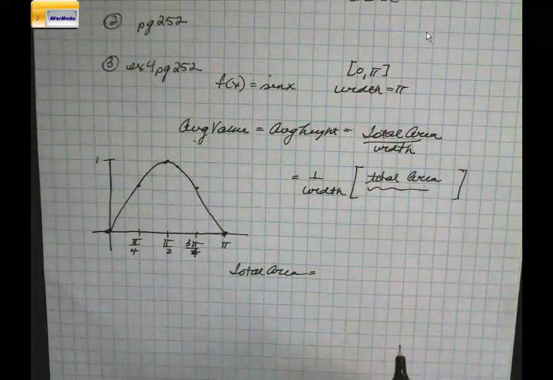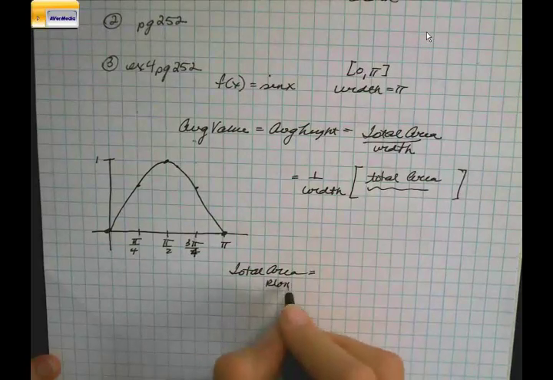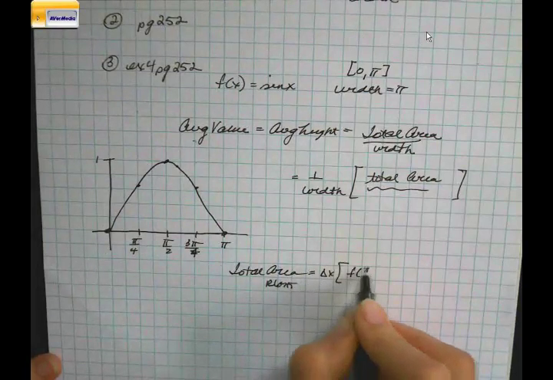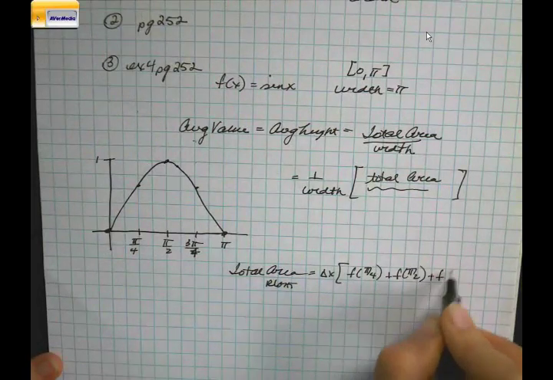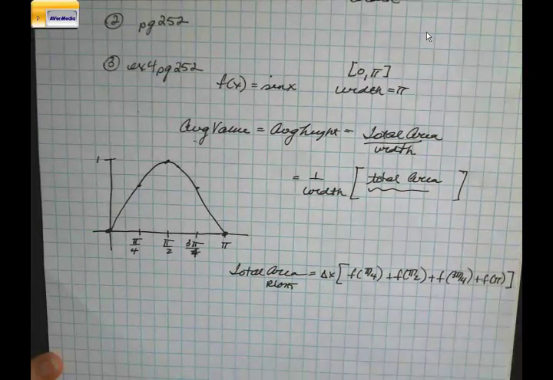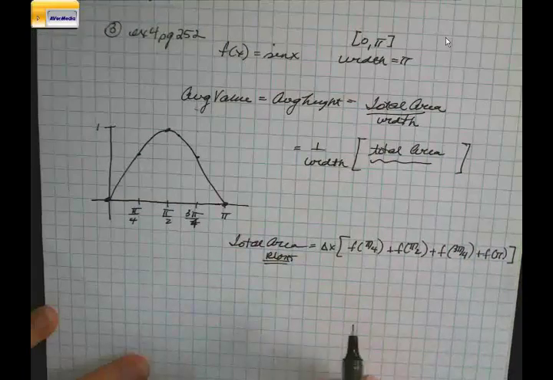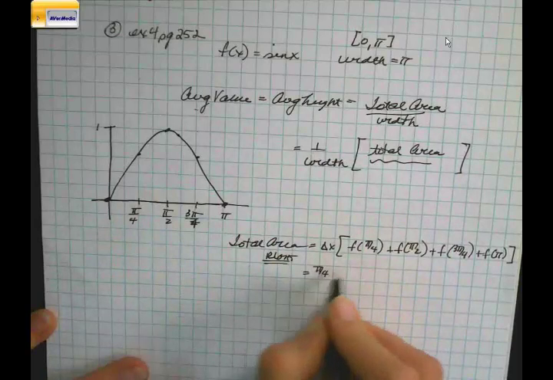Well, for the area under the curve, we've got to decide: do you want to do right endpoints or left endpoints? I think I did the right endpoint. Yeah, I did the right. So if I do the right endpoint, then it's delta x times f of pi fourths, f of pi halves, f of 3 pi fourths, and f of pi. That's the right endpoint. So I never did f of 0 because I'm using the right endpoint. Well, delta x, we've chosen a width of pi fourths.